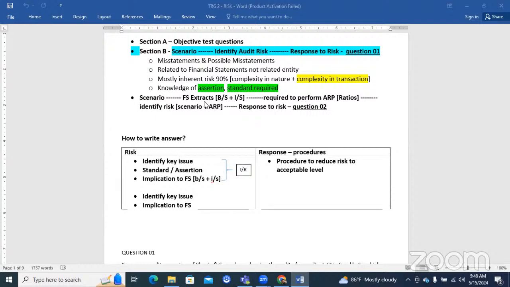Now let's look at how to write audit risk answers. So for risk answers, the table will be automatically generated. One side it is risk and the other side it is response. Response means don't think too much. It is procedures only. If you take procedures in the audit, we are doing them at 3 different stages.